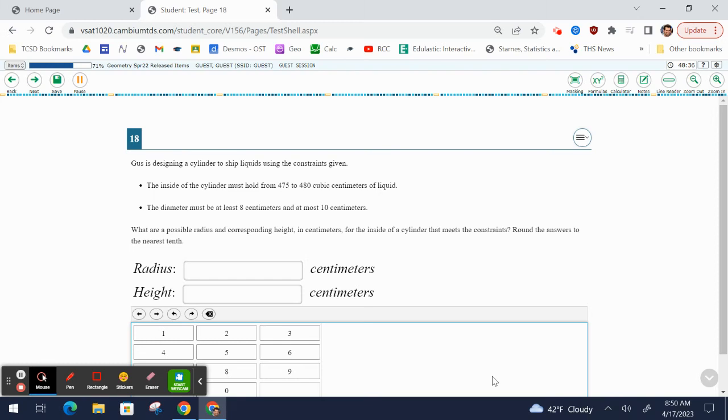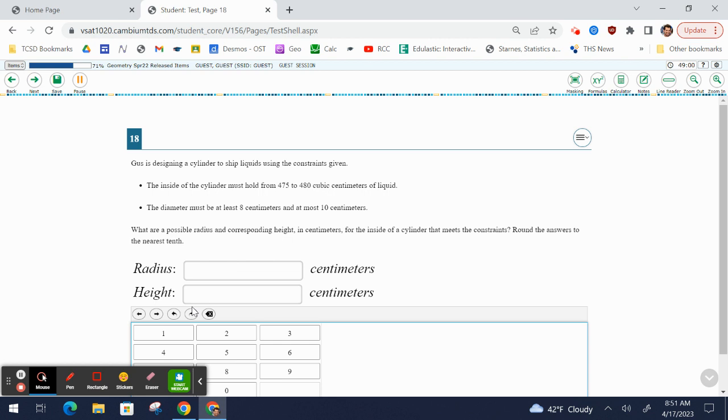Geometry OST Spring 2022 release items number 18. It says Gus is designing a cylinder to ship liquids using the constraints given. The inside of the cylinder must hold from 475 to 480 cubic centimeters of liquid. The diameter must be at least 8 centimeters and at most 10 centimeters. What are a possible radius and corresponding height in centimeters for the inside of a cylinder that meets the constraints?